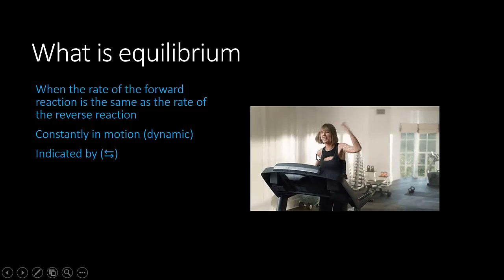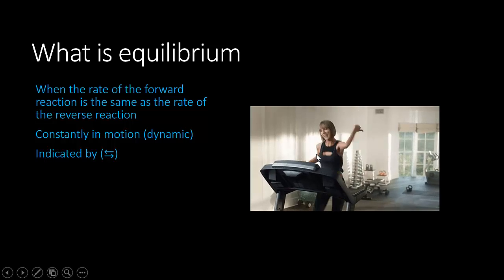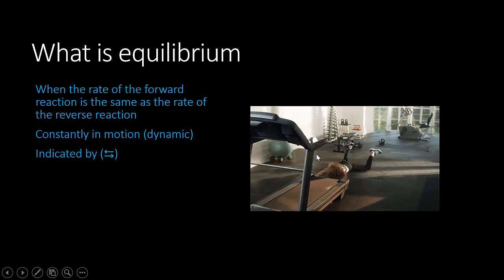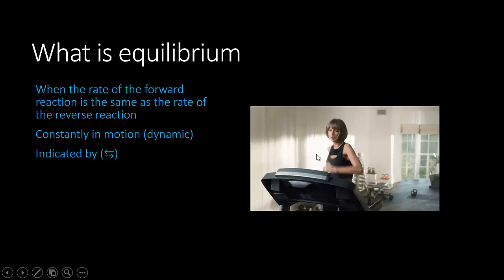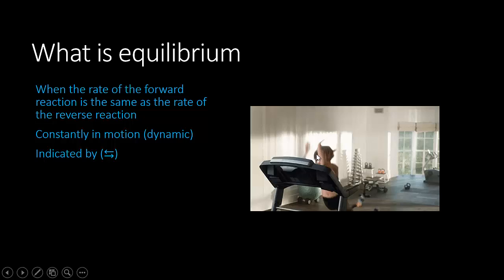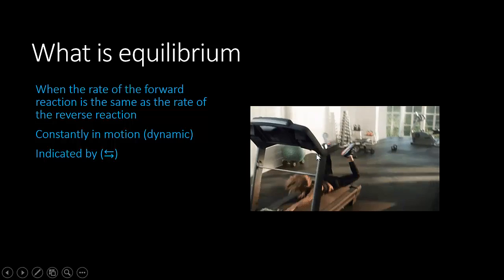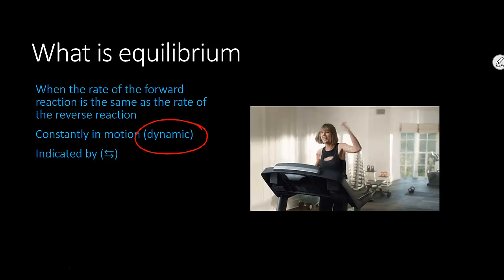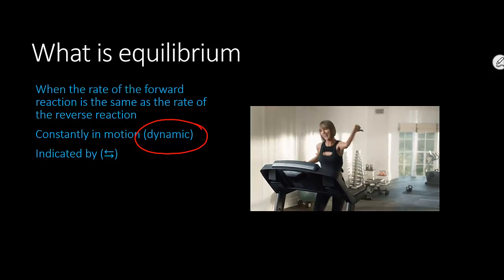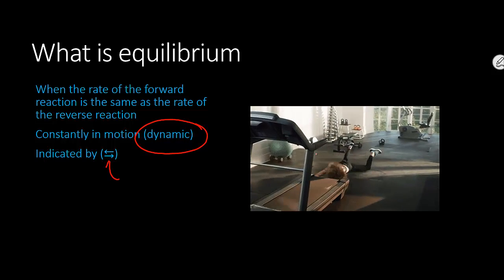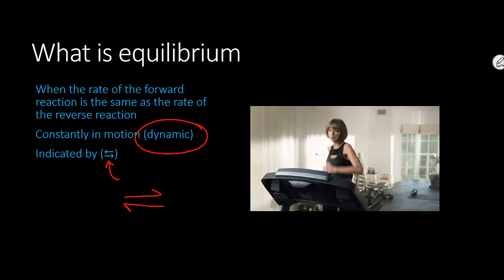So equilibrium by definition is when the rate of the forward reaction is the same as the rate of the reverse reaction, right? For example, when you're on a treadmill, you need to run forward at the same rate that the treadmill runs back. That keeps you in a state of equilibrium. You stay in one place even though you are in constant motion. Equilibrium is dynamic, meaning it is constantly a give and take between the reactants and products. We symbolize equilibrium with a double arrow between our reactants and products.